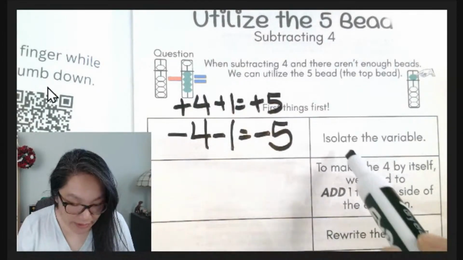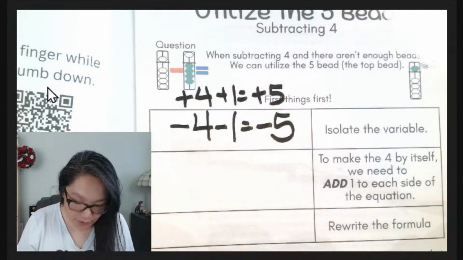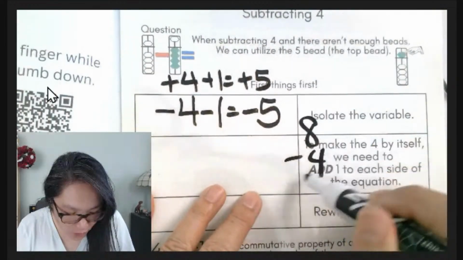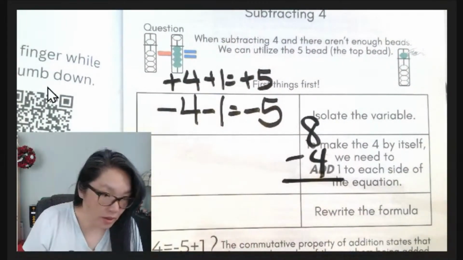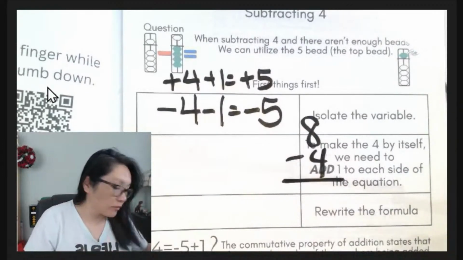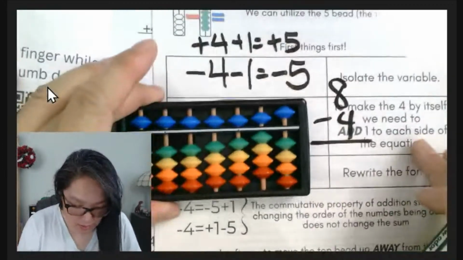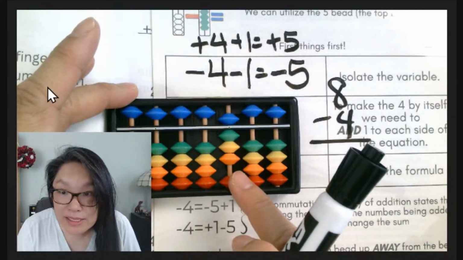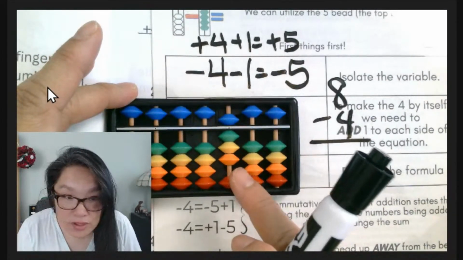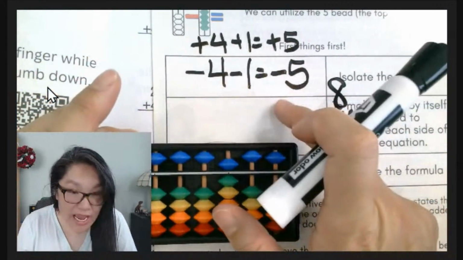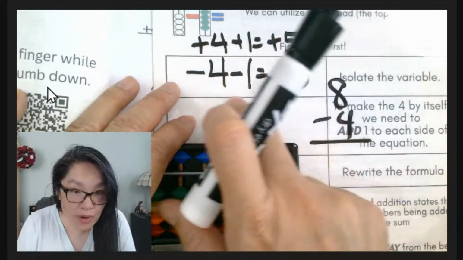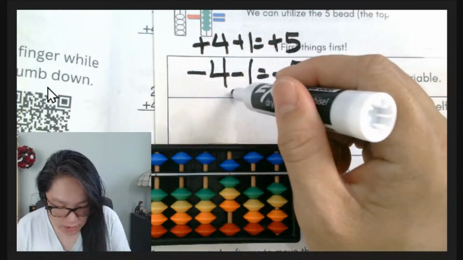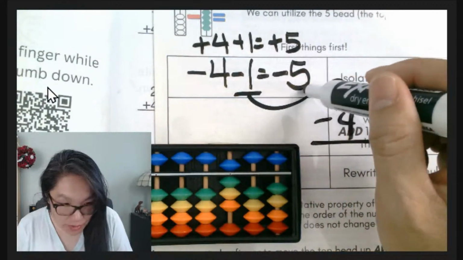When we look at it, again, what we're trying to do is isolate the variable. What are we trying to do? We're trying to do 8 minus 4. That's what we're trying to do. So when we look at it, we want to do 8 and I want to take away the 4. There's not enough beads to take away the 4. If there's not enough beads to take away the 4, we have a formula. How do we modify this? Modification, right? We want to take this and put it to the other side.